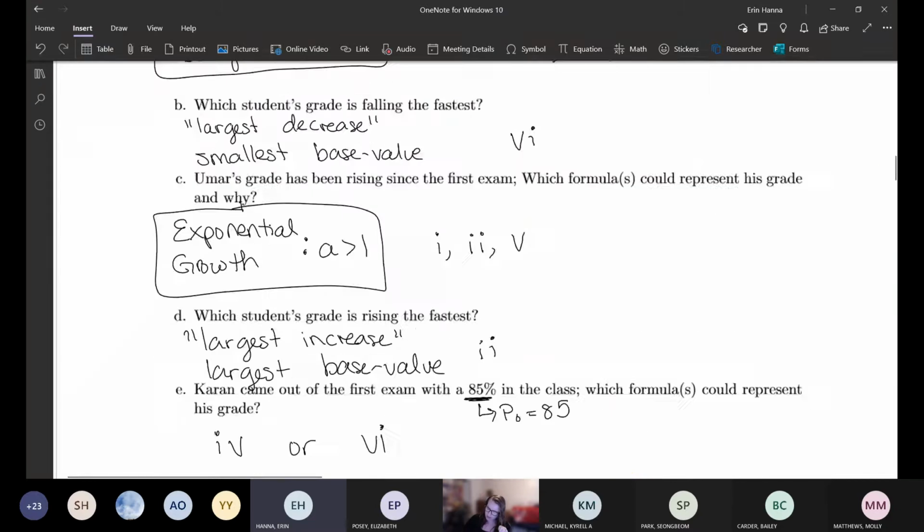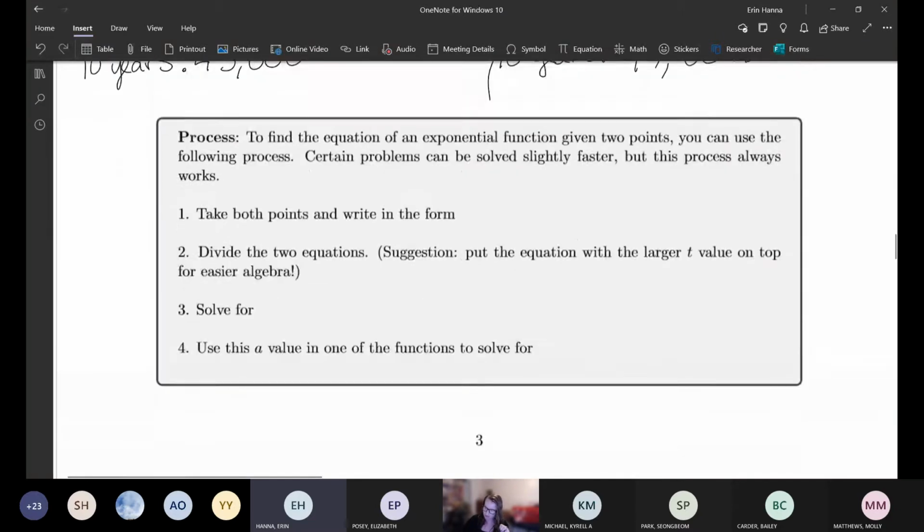What we need to do now is figure out how to actually find an equation of an exponential function if we're just given 2 points. So far we've found equations if we're given the initial value and the rate, but what if we're not given any of that? We're just given 2 points, just like I can ask you to find the linear equation between 2 points.